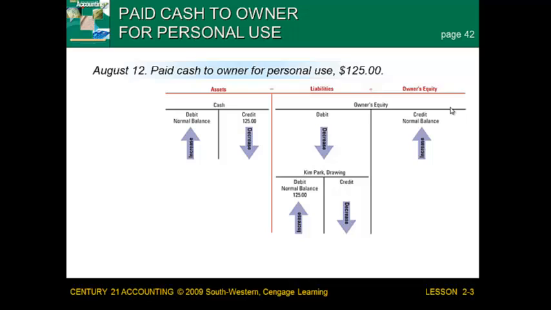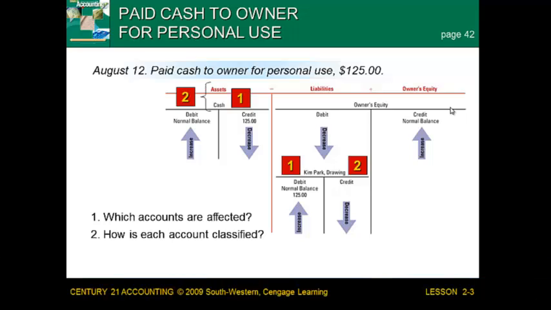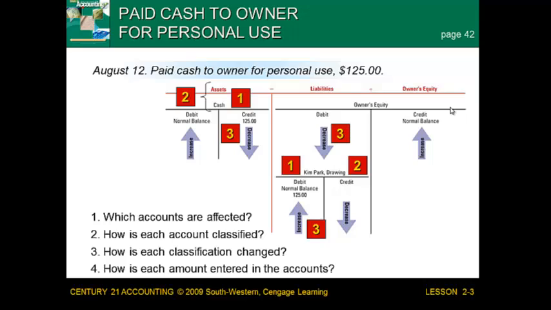August 12th paid cash to owner for personal use, $125. Cash is affected, and another owner's equity account, Kim Park Drawing, is affected. Drawing goes up, cash goes down. Since drawing is a contra account of owner's equity, when drawing goes up, the overall balance of capital goes down. This allows our accounting equation to remain in balance.